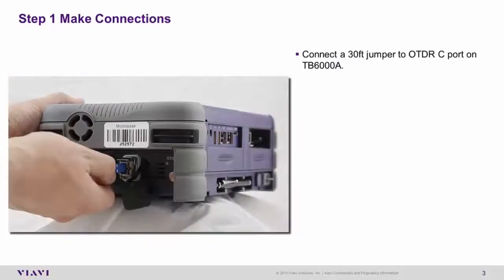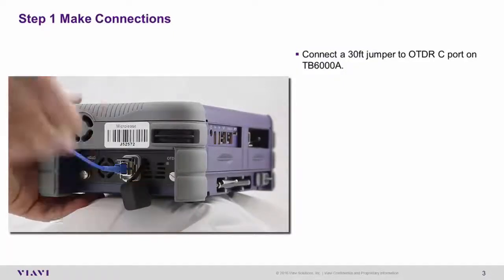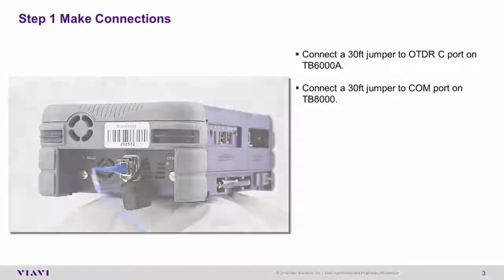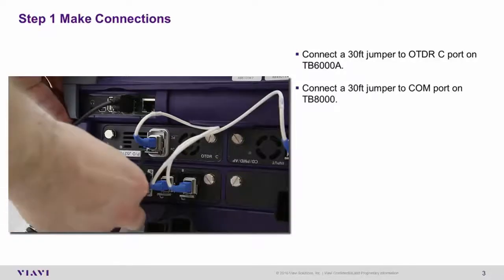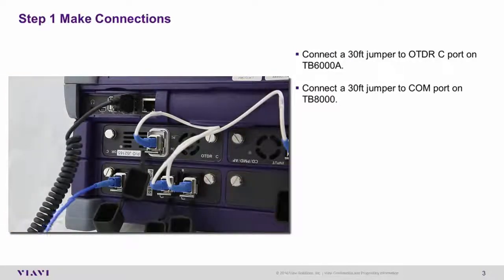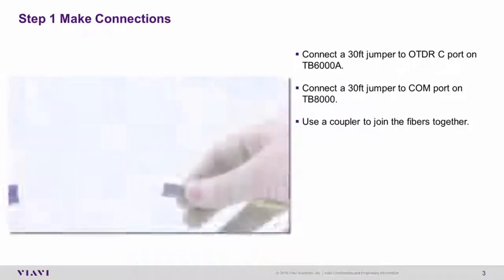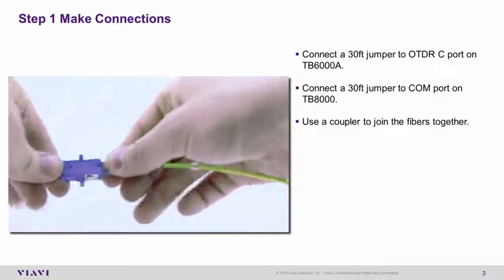Step 1. Making connections. Connect a 30-foot jumper to the OTDR-C port on the T-BERD 6000. Then, connect a 30-foot jumper to the COM port on the T-BERD 8000. Use a coupler to join the fibers together.